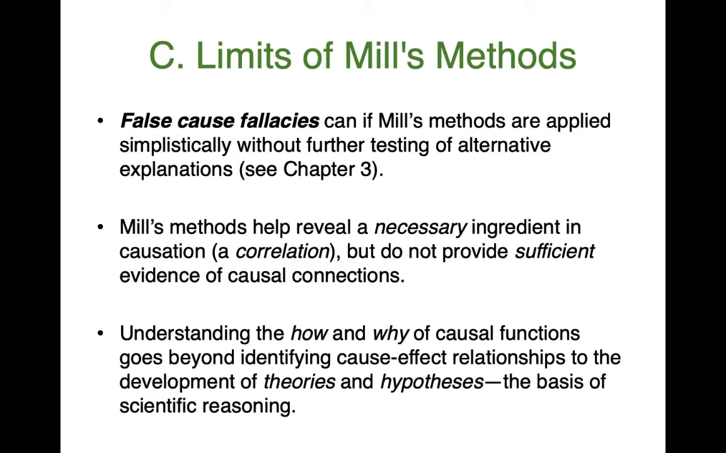Mill's methods can help reveal a necessary ingredient in causation, say a correlation. But again, they don't provide sufficient evidence of causal connection, so they're not good enough, but they are useful, especially for finding necessary conditions. And if you find all of the necessary conditions, because in case there are multiple factors involved in provoking a particular response, you've got yourself a sufficient story.